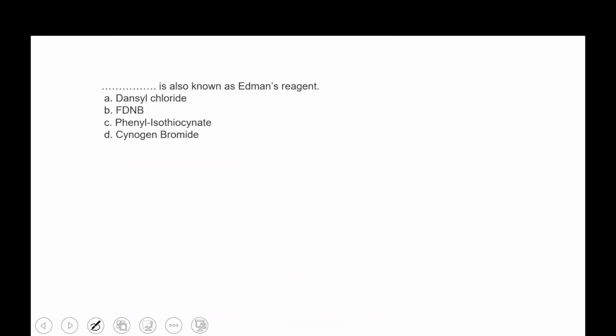Okay, so here the question asked is: dash is also known as Edman's reagent. So why is Edman's reagent used? For what purpose is it used?